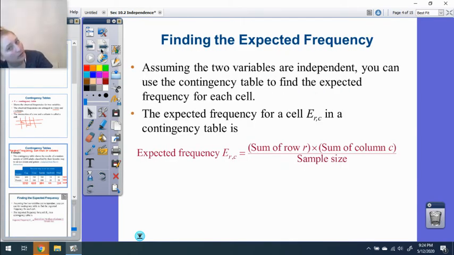We're going to come back to this and do our first example with this problem, but first, let's run through a few more things. What we are going to do is first find the expected frequency for each cell. To do that, we're going to use this formula. You take the sum of that respective row multiplied by the sum of that respective column for that cell, and then divide that by your total sample size.